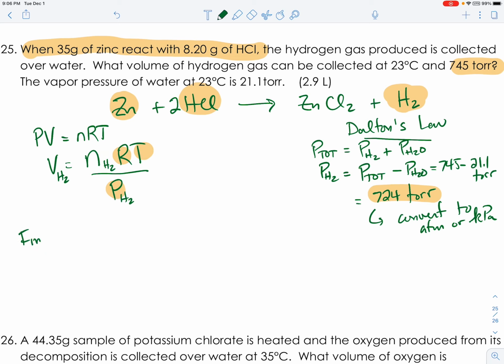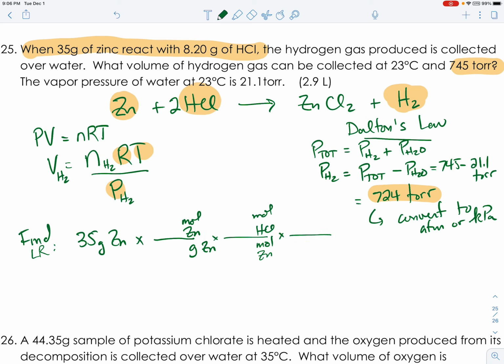So to first find the limiting reagent, we would pick one of those. We'll take 35 grams of zinc, and we're going to calculate how many grams of the HCl I actually need to react with this. So we would convert the grams of zinc to moles of zinc, use our balanced equation, convert moles of zinc to moles of the acid, and then because the question told us grams of HCl, we'll convert the moles of HCl to grams of HCl. So this is going to tell us this many grams of HCl are needed.